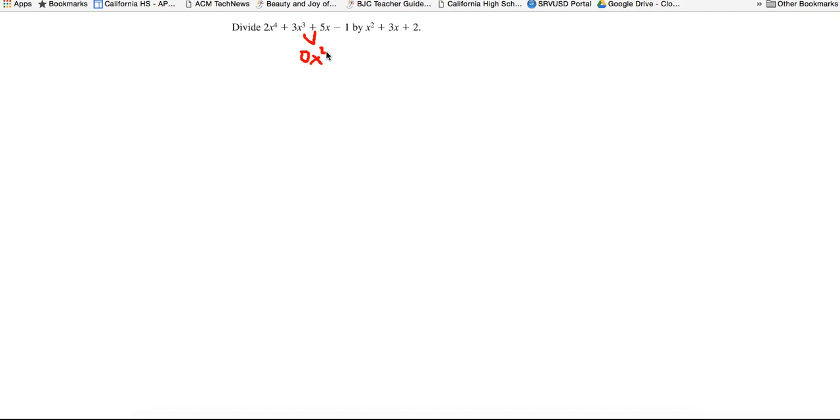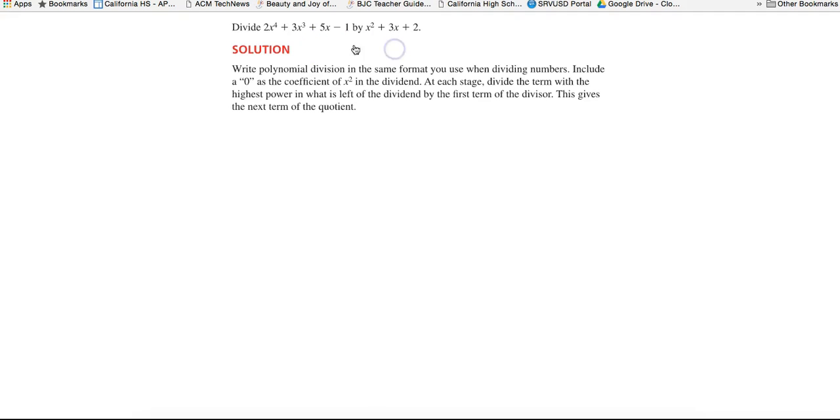Now, I'm going to go ahead and click through. There's a quick write-up here, and it says we have to use the same format as we do when dividing numbers. Just like with numbers, where we always have to account for 0 in the ones place or the tens place, we have to do 0 in each variable to the exponent. What we have to do at each stage is divide the term with the highest power in what is left in the dividend. That's how we get our quotient. So I'm going to click through on this example, and I'll fill in anything that needs to be explained.